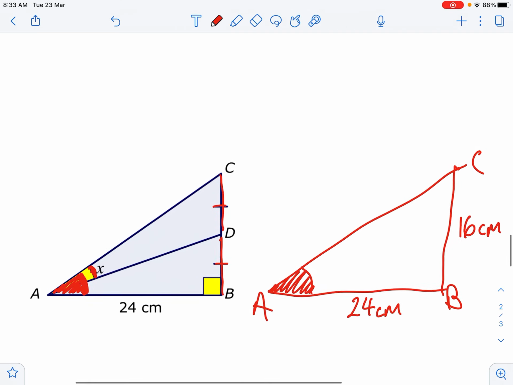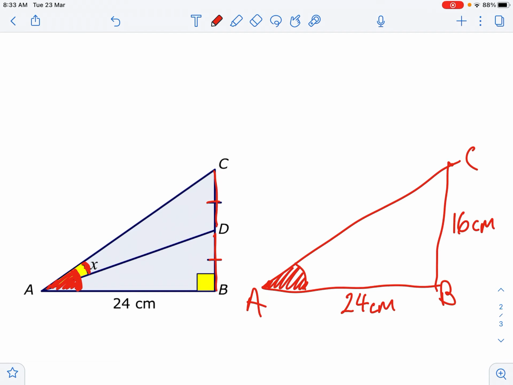Okay, now I've got a pretty obvious trigonometry question. Right angle triangle there. I can find this angle and halve it for X. There you go. Loads of advice there.